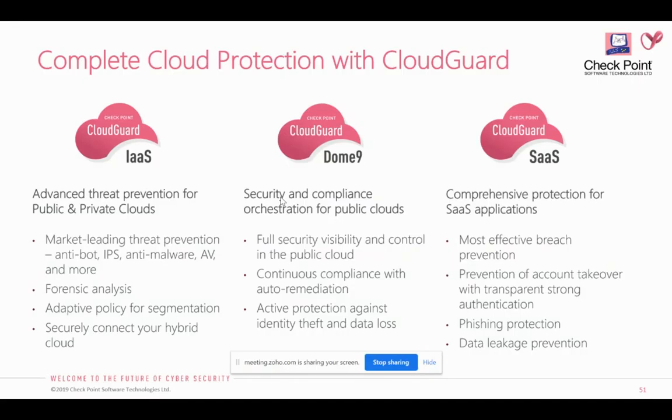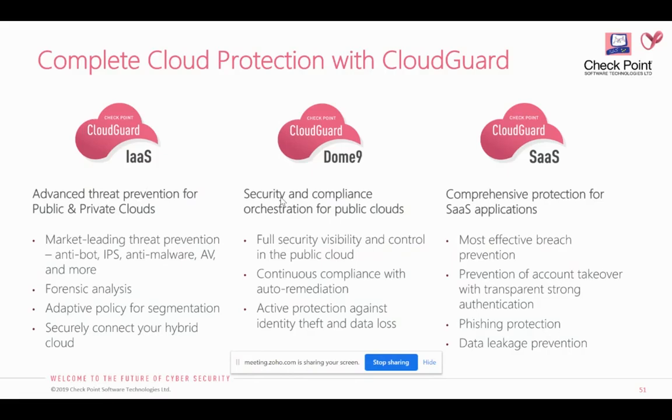So CloudGuard IaaS, it's like the firewall on the cloud, a virtualized firewall. This is market leading threat prevention with the best anti-bot, IPS, anti-malware, AV and more in the market. And it has forensic analysis as well, adaptive policy for segmentation, like micro-segmentation, isolating the VLANs for this purpose, so we can protect the servers and internal segments from the lateral movement of malware and exfiltration, etc.